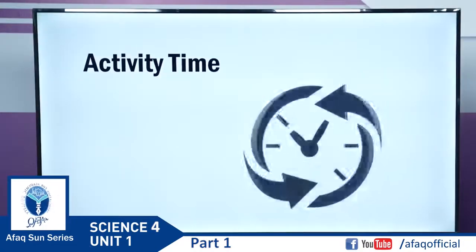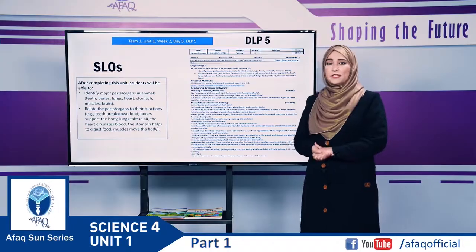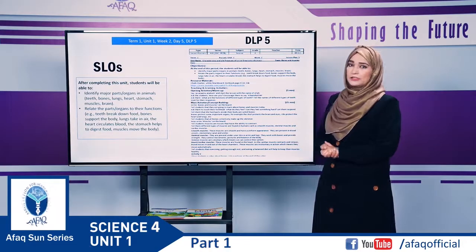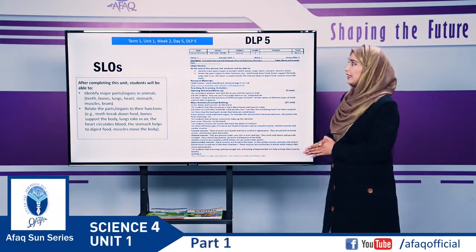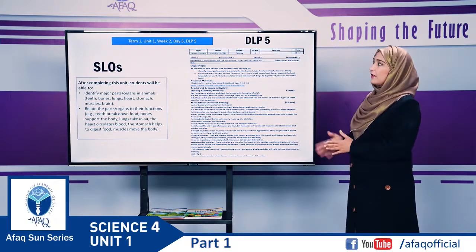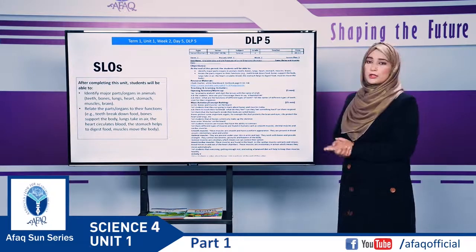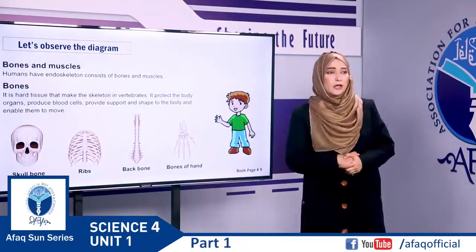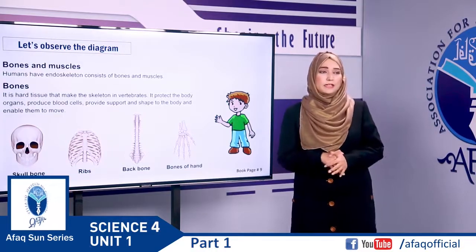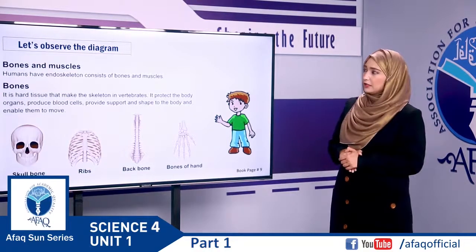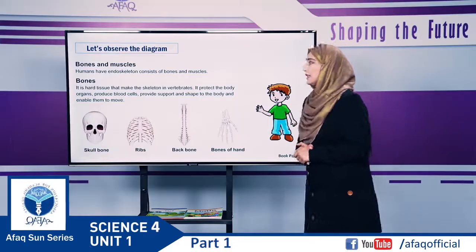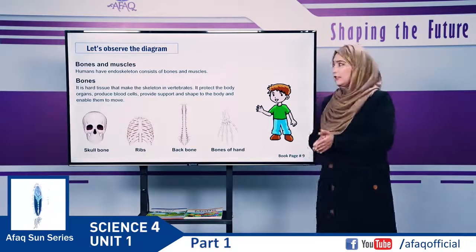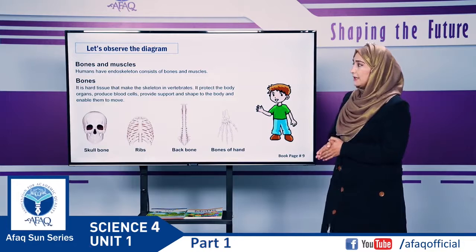So it's activity time. In this period, we are going to cover 2 SLOs. And the complete methodology to cover these SLOs is given in DLP 5 of day 5 of week 2 of unit 1 term 1. You have already learned about different organs. Let's study about some others. Bones and muscles. Human endoskeleton is made of bones and muscles.